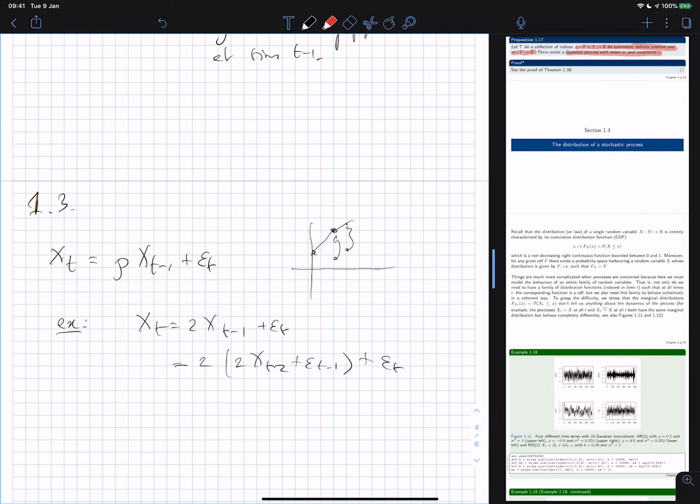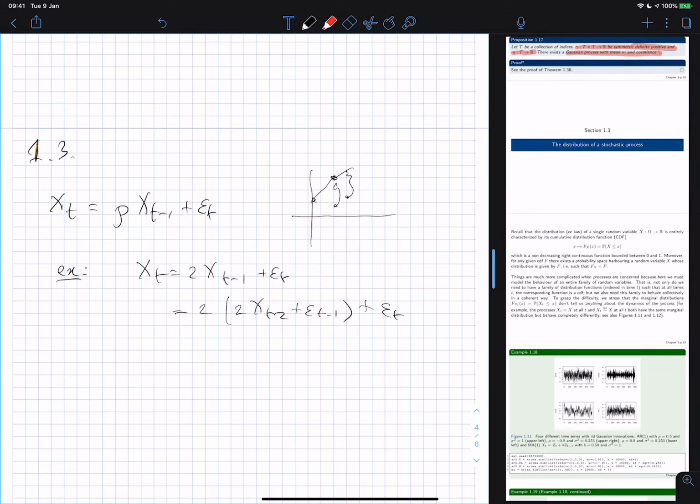Is everybody happy with this? But if that's possible, this should be 4 times x_t minus 2 plus twice epsilon_{t-1} plus epsilon_t. But if that's possible, then it should also be, am I right here, 8 times x_{t-3} plus 4 epsilon_{t-2} plus 2 epsilon_{t-1} plus epsilon_t. And I guess you see where I'm going.